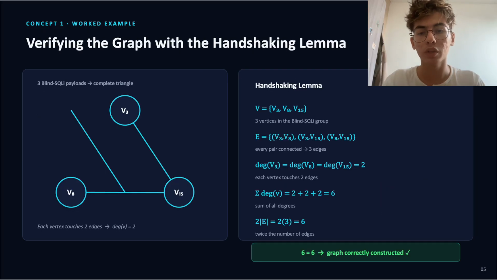To confirm we built the graph correctly, we run a worked example. Take 3 payloads from the blind SQLi group, V3, V8, and V15. Since all of them share the same attack type, every pair connects, giving 3 edges, and each vertex has a degree of 2. The handshaking lemma states that the sum of the degrees equals 2 times the number of edges. 2 plus 2 plus 2 equals 6, and 2 times 3 also equals 6. Both sides match, so the graph checks out.